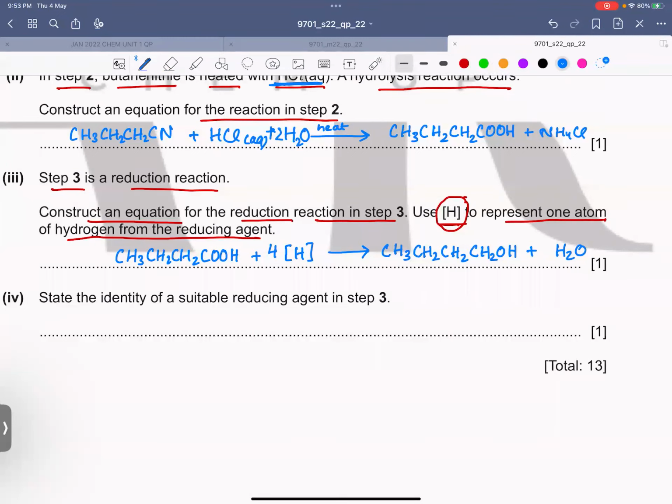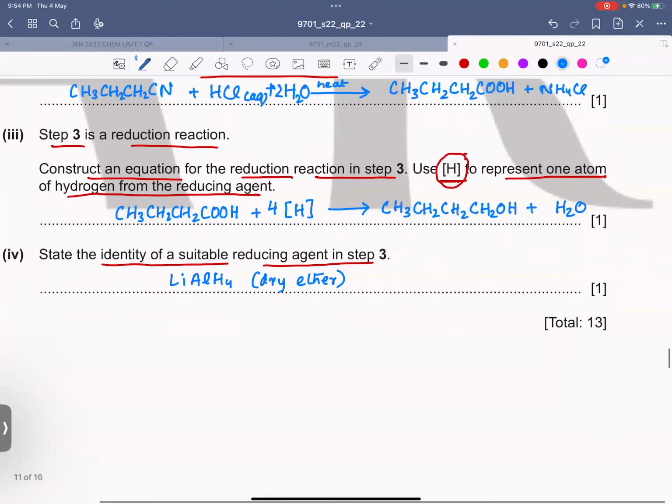Next, state the identity of a suitable reducing agent in step 3. So in step 3, the carboxylic acid is reduced. So the reducing agent must be LiAlH4, and that must be in dry ether.